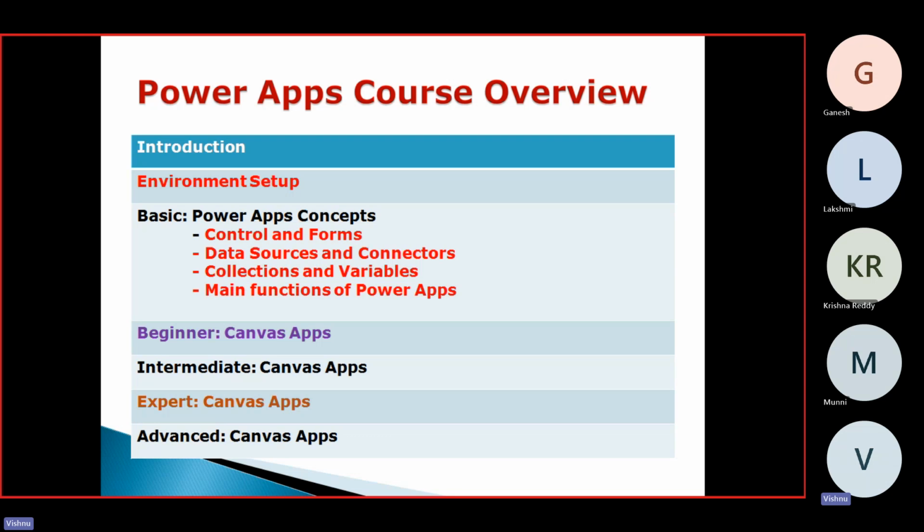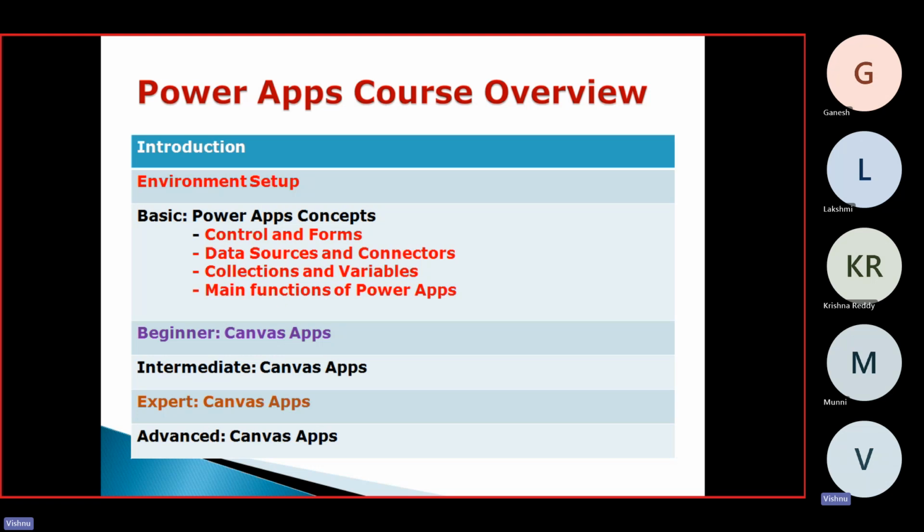Then basic things, Power Apps concepts, which means what is the layout of the Power App and what are the different components available. We are going to discuss controls and forms also, what different data sources are available, and what different types of connectors are available. Then what is meant by collection. We already discussed collections in Power Automate Desktop, and here also that is the concept, and variables also.